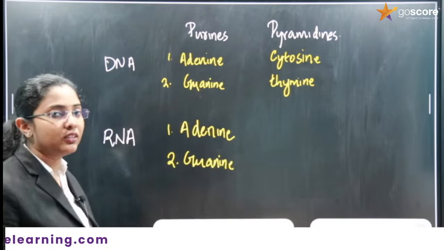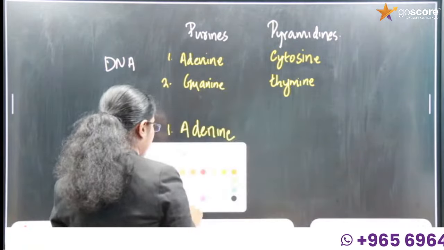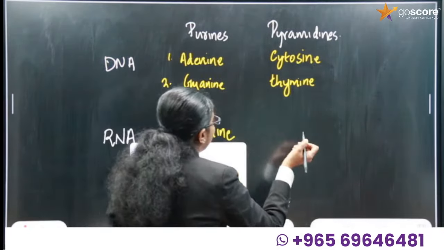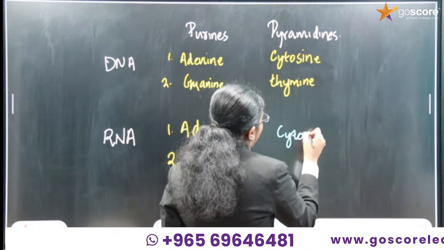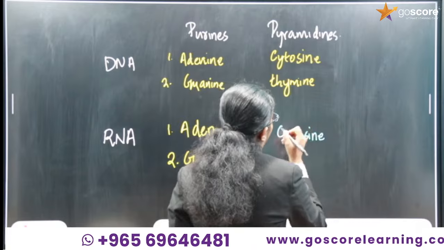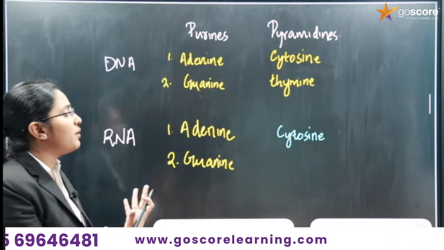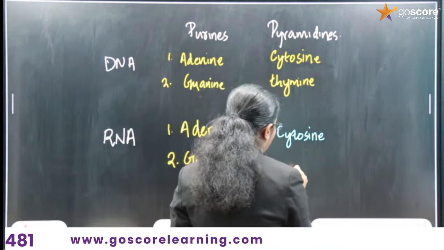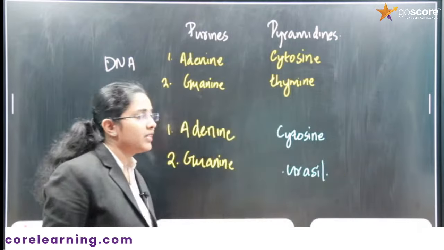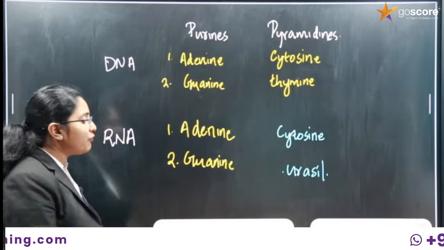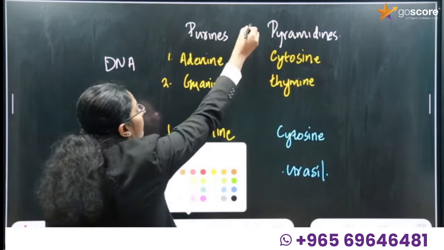Okay, fine. Got it? In the case of pyrimidines, there is a change, right? So we'll write it in another color. Cytosine will be present inside the RNA. Instead of thymine, there is no thymine inside the RNA. But instead of thymine, what is present? Uracil is present. So you have to keep this in mind. You have to study this basic thing.